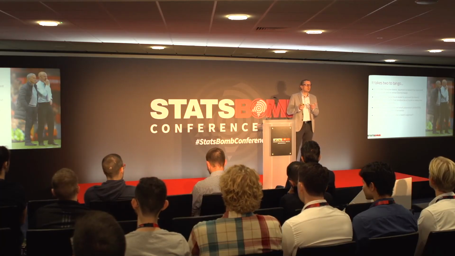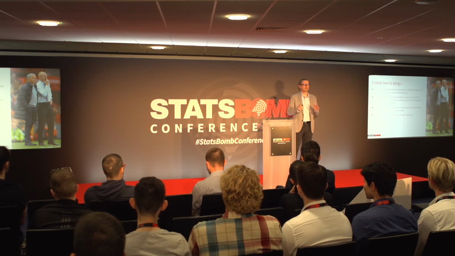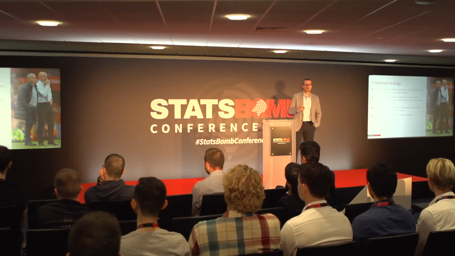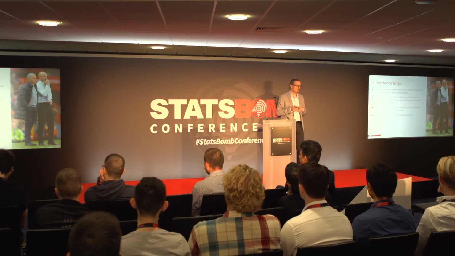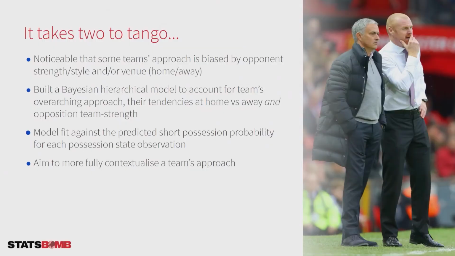But why is that? Is that because Liverpool and Manchester City have exceptional players and good possession structures, and are able to just change things from that point of view? Are they forcing Burnley into that, or is that Burnley changing their approach? So there's that push-pull. We could just leave it there, but we could build another model, because that's what I do. So I built a Bayesian hierarchical model, which tried to control for a team's overarching approach, their tendencies at home versus away, and also opposition team strength, because that's a really big driver of what we see.